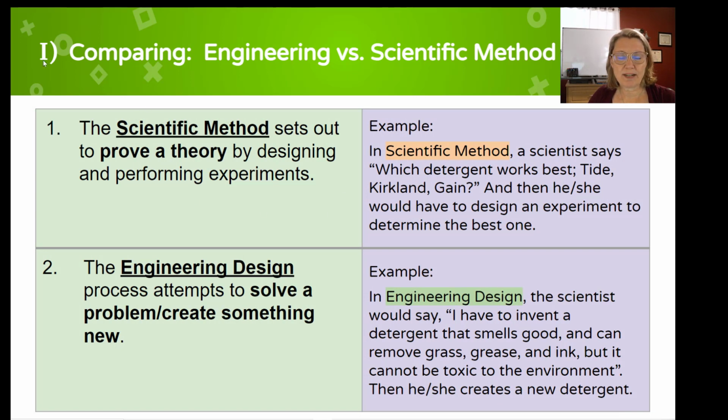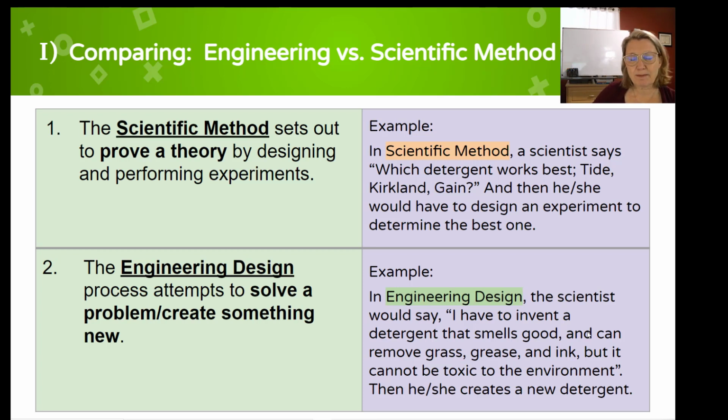Comparing engineering and scientific method. Now this looks kind of daunting, all of this, but go ahead, put your Roman numeral 1, subtitle, and then go ahead and just indent. You don't need to have this box. Basically, I tell you what each of the different types of science are, and then I give you an example.